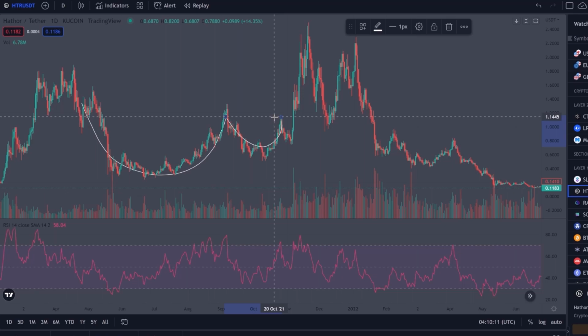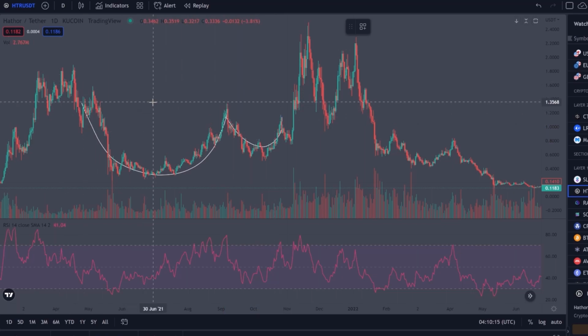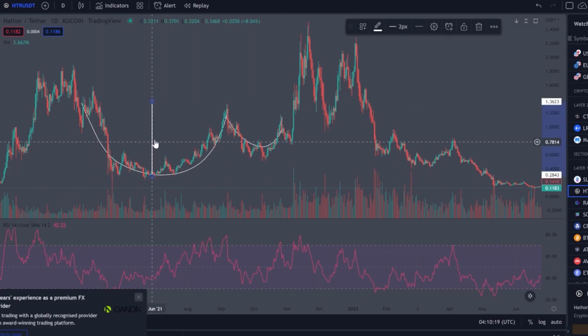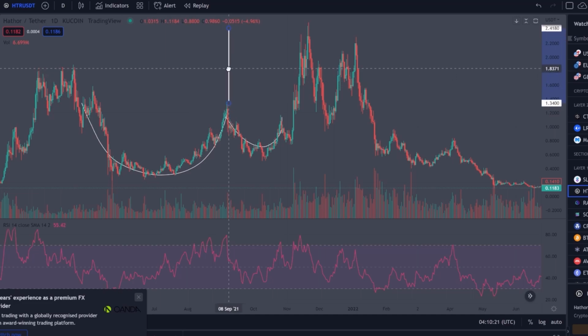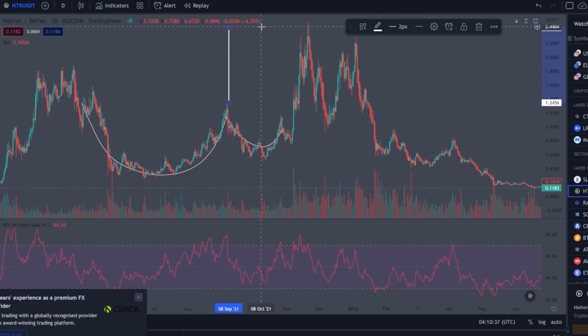The target of this pattern is the size of the cup added to the break. Look at how accurate this trade is with such little risk. By knowing this pattern, you could have accurately calculated your massive profits before they even happened. This is amazing stuff.